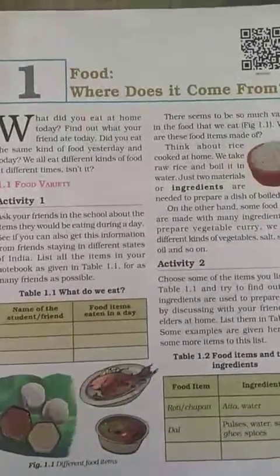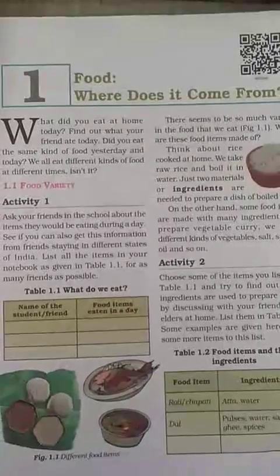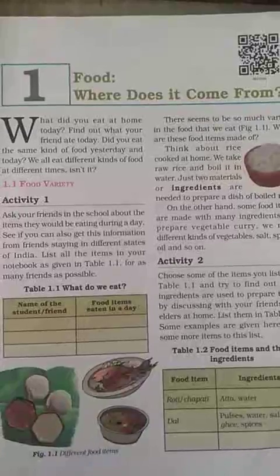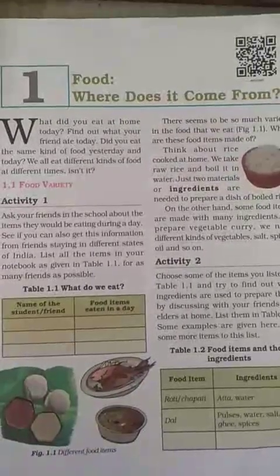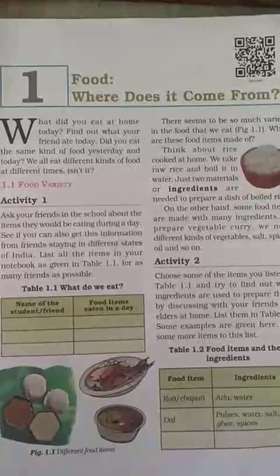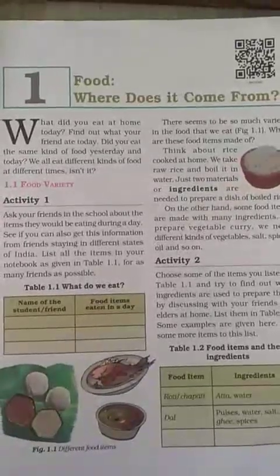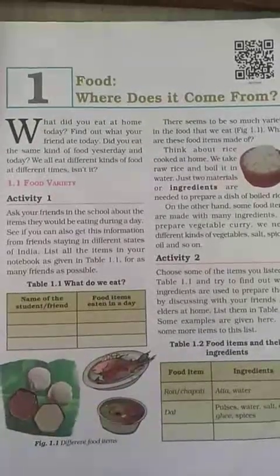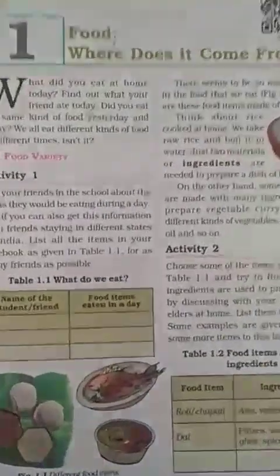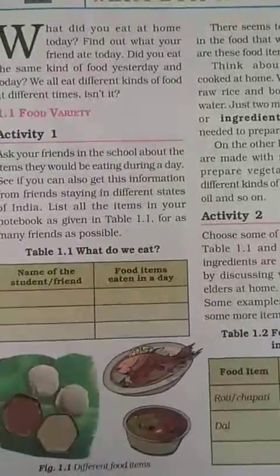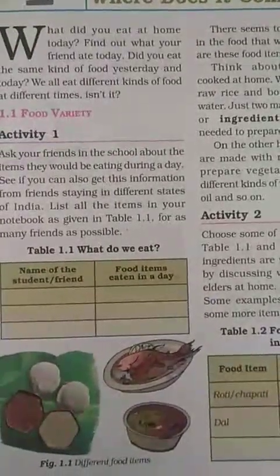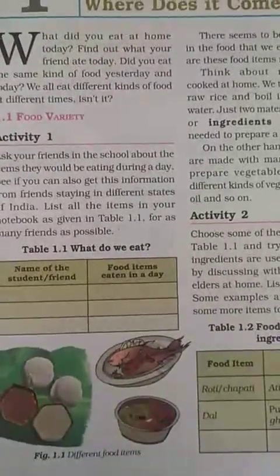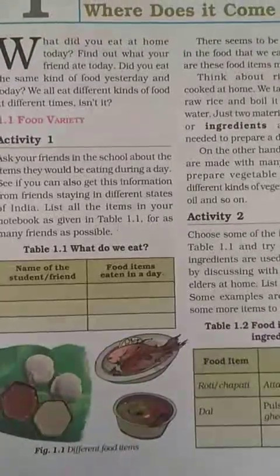Our next topic is food variety. Here the activity is that you have to ask your friend what they eat during a day. See if you can get the information from friends staying in different states of India. List all the items in your notebook as given in table 1.1 for as many friends as possible. You can ask more and more friends about what they eat every day.